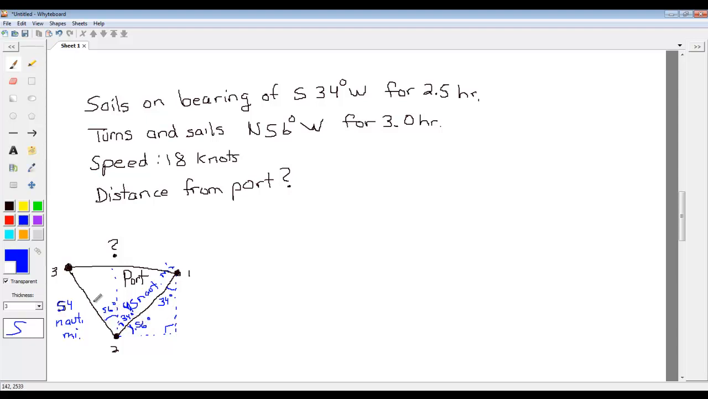Okay, so this right triangle, let me re-sketch it. It feels really messy right now. We've got a 56-degree angle and a 34-degree angle together make 90 degrees. So I know I'm dealing with a right triangle. I know that this here was 45 nautical miles and this here was 54 nautical miles. And I'm trying to find this.